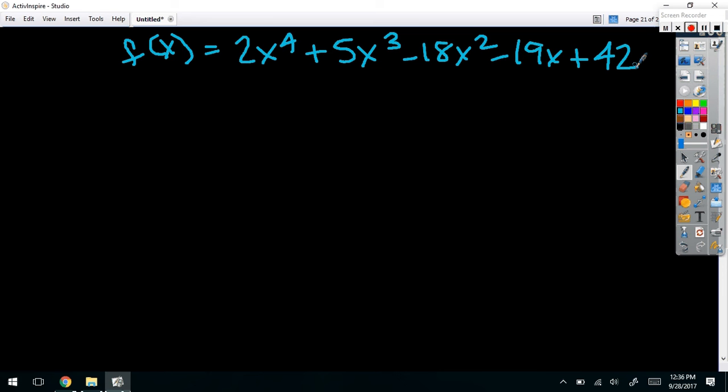2x to the 4th, 5x cubed minus, minus 19x plus 42. By the way, we've mentioned this several times in here. How many zeros do you think this one is going to have? 4. That, by the way, is the fundamental theorem of algebra. Minus 42 is such a big number. Second, minus 19x plus 42.